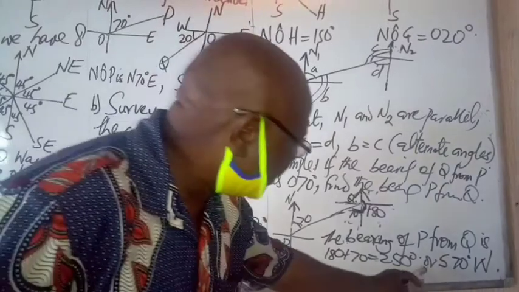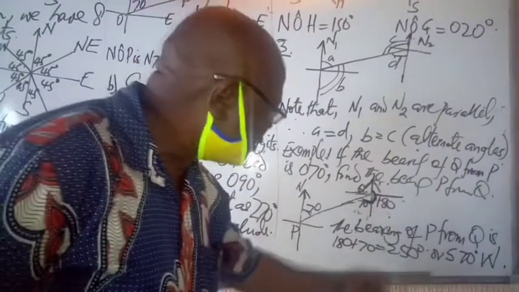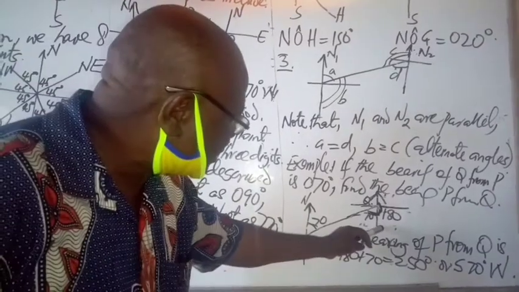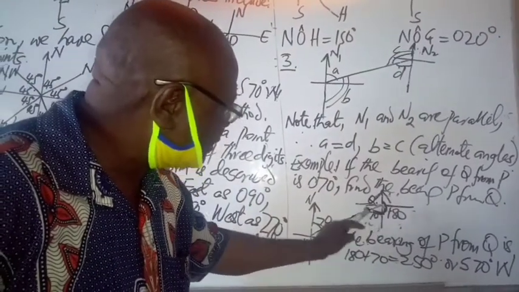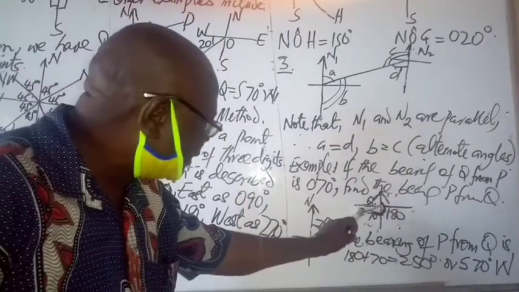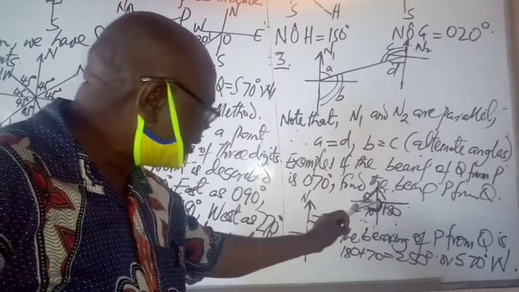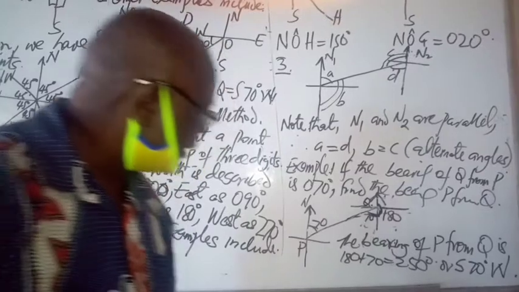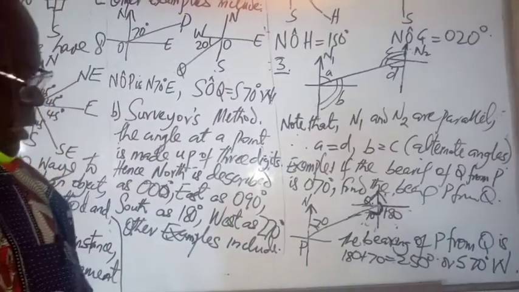Or equivalently, if somebody gives you 250 degrees and asks you to find the equivalent, you find that it is 70 degrees southwest, not 20 degrees. If you read it as 20 degrees, it means it is closer to the west than to the south. So, thank you very much.